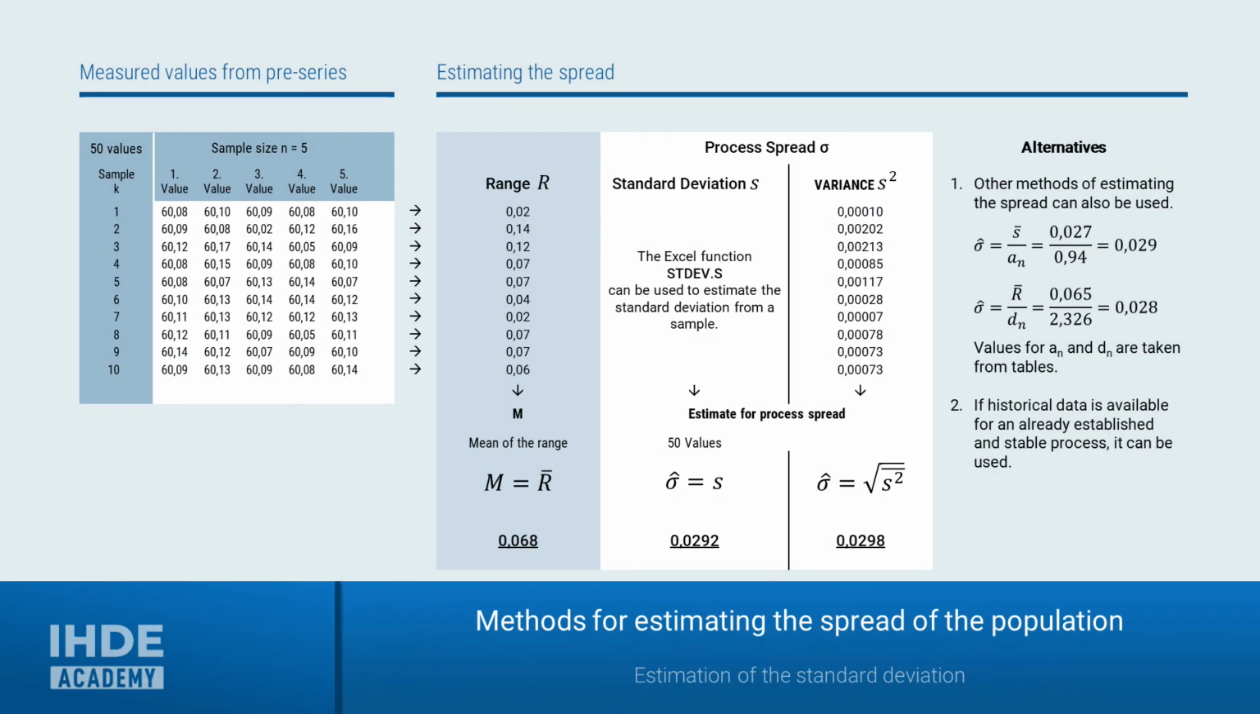Now the standard deviation must be calculated based on the same measured values. This can be done, for example, with MS Excel and the function stdev.s. However, there are other methods that can be used to estimate the standard deviation. 2 of these are shown on the right. If you don't have a computer to help you, you can also calculate the standard deviation manually using the range R and the value dn. Values for dn and an would then have to be taken from tables again.